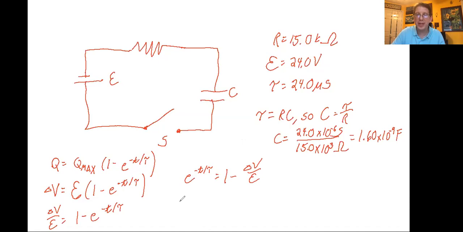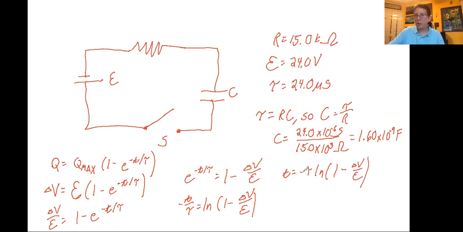So you take the natural log of this side, it's just negative t divided by tau is equal to the natural log of 1 minus delta V over fancy E. So we can then solve for t from that. So t is equal to negative tau times the log of 1 minus delta V over fancy E. Don't worry about the negative sign. This number is going to be less than 1, and the natural log of a number that's less than 1 is going to be negative. So the negatives will cancel out, and you have a positive number.